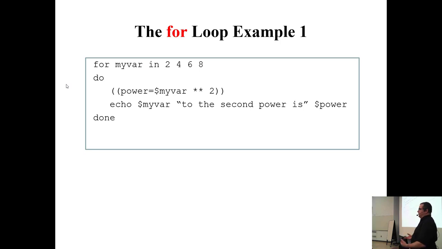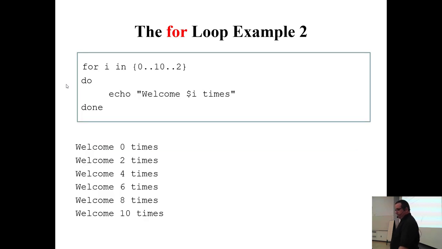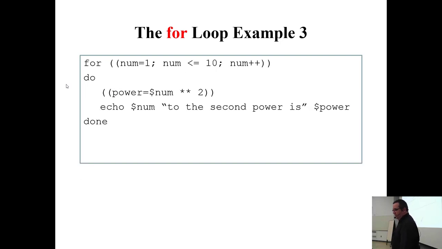So, for example, this is the for each version of it. For my var in 2 4 6 8, it'll loop four times, and it'll set my var equal to 2, then 4, then 6, then 8. And you can also do ranges. For i in 0..10..2, basically it's going to start at 0, go to 10, counting by 2s. Totally different syntax than what you guys are used to seeing, but it works. So essentially i starts at 0, then it'll be 2, 4, 6, 8, 10, and then it'll expire. And then all the Java people are going to go, oh, this looks familiar now.